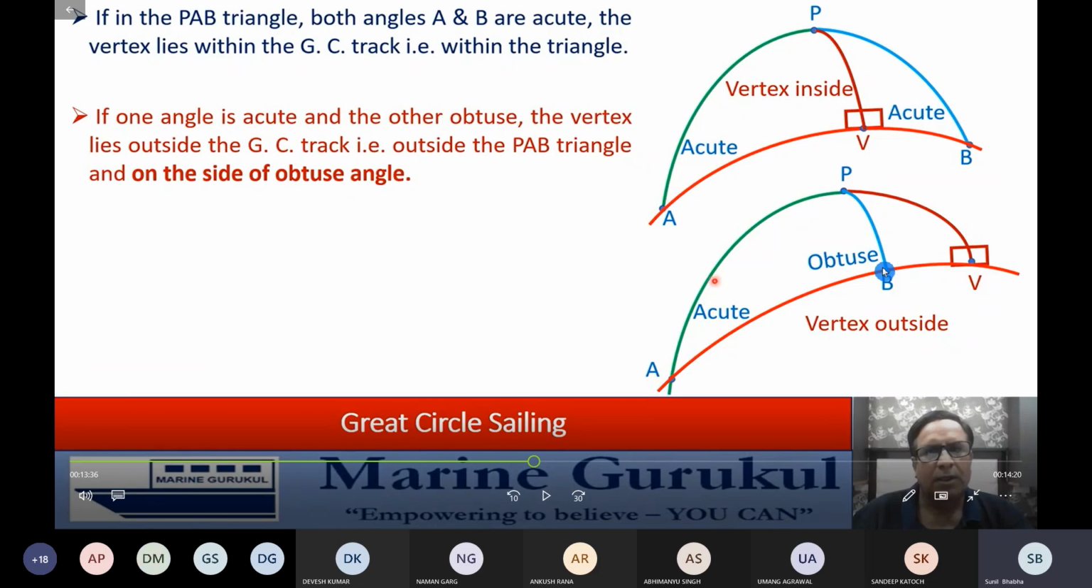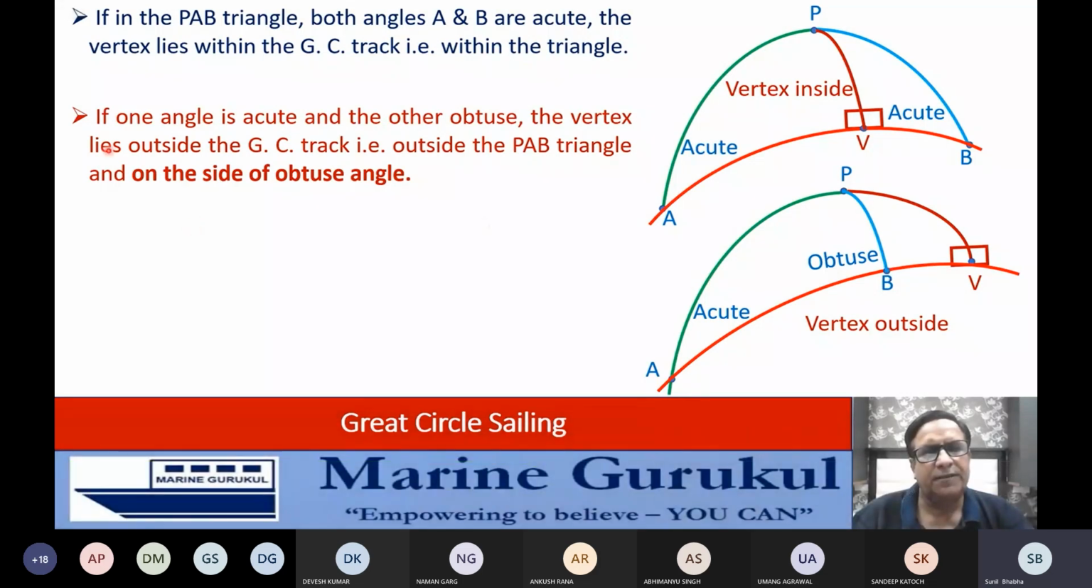Okay, sir. Okay, any other doubts so far, beta? So, sir, naming of the vertex which is lying outside of the triangle will always be the same as the obtuse angle latitude, right, sir? That's right, beta. Whatever is the latitude of the position with the obtuse angle, your vertex latitude will also have the same name. So shall we move ahead now, beta? Yes, sir. Okay.